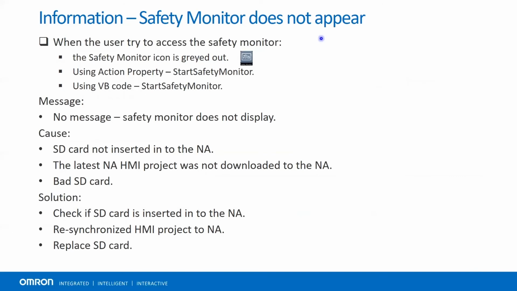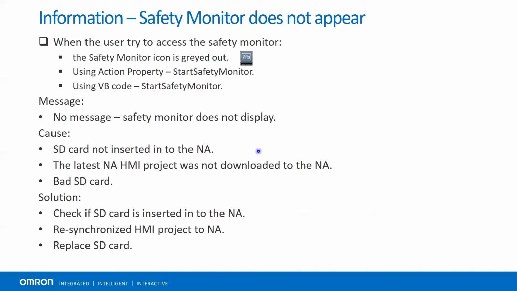Safety monitor does not appear. This happens when the user tries to access the safety monitor. The safety monitor icon could be grayed out when using the action property for start safety monitor, or when using libcode for start safety monitor. There's no message being displayed.